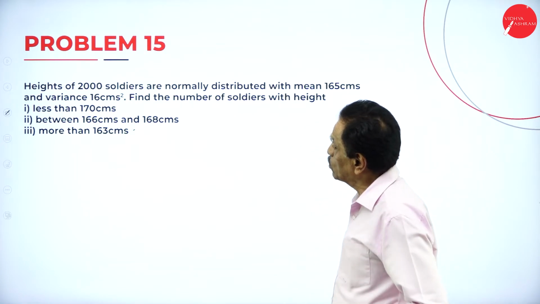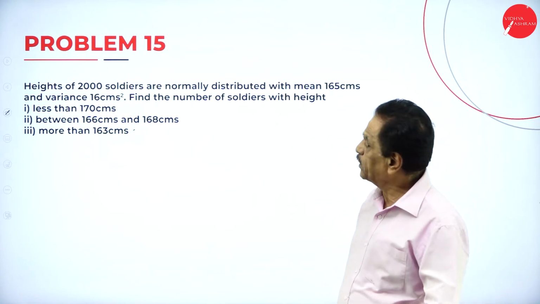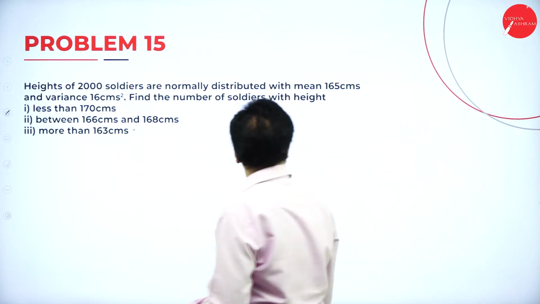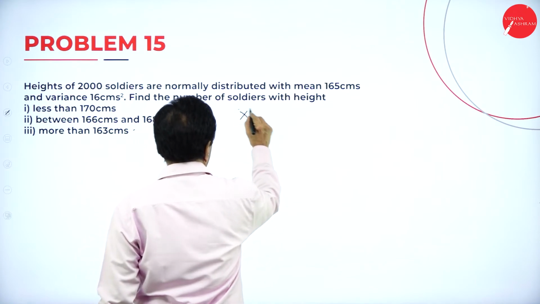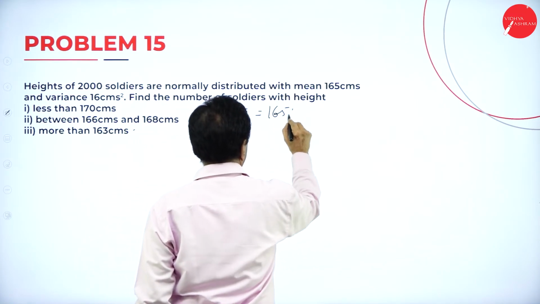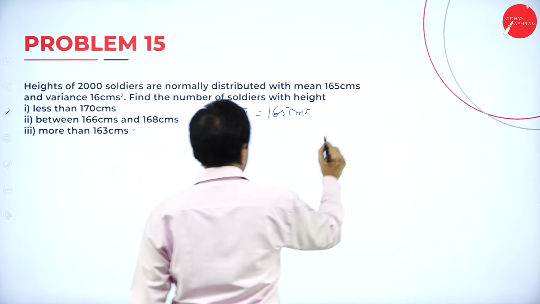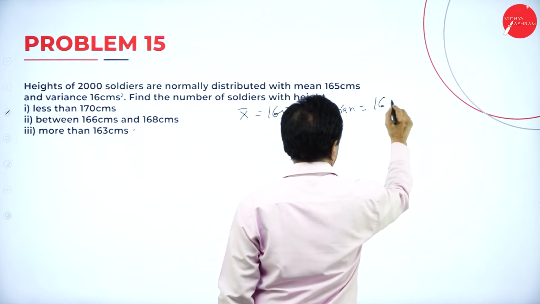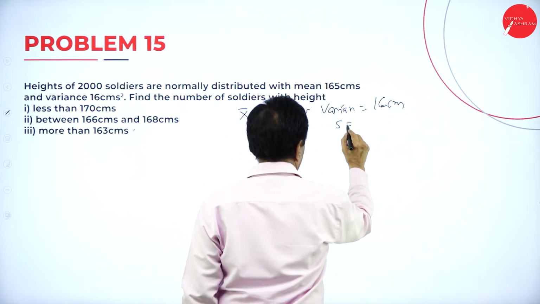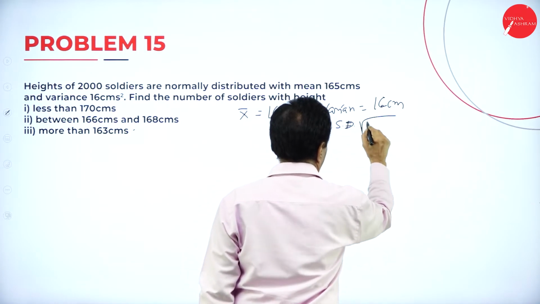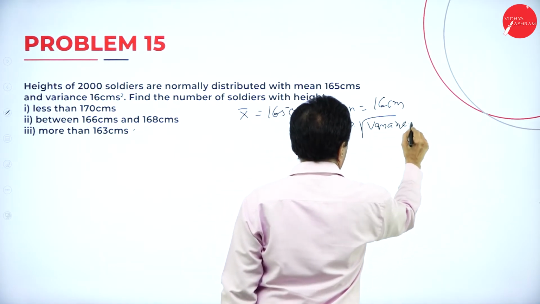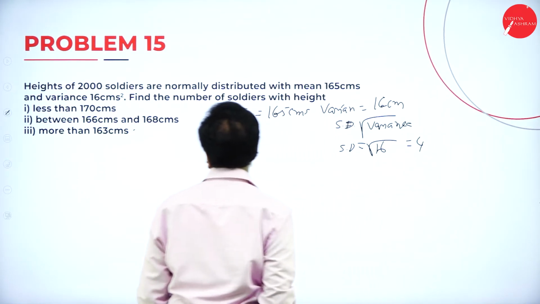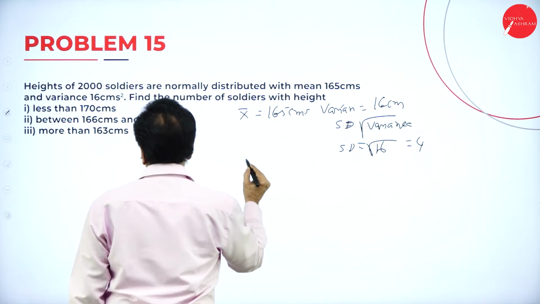The heights of 2,000 soldiers are normally distributed with mean 165 centimeters, variance 16 centimeters. Standard deviation is equal to the root of variance, root of 16, which is 4. Okay. So first one, less than 170.